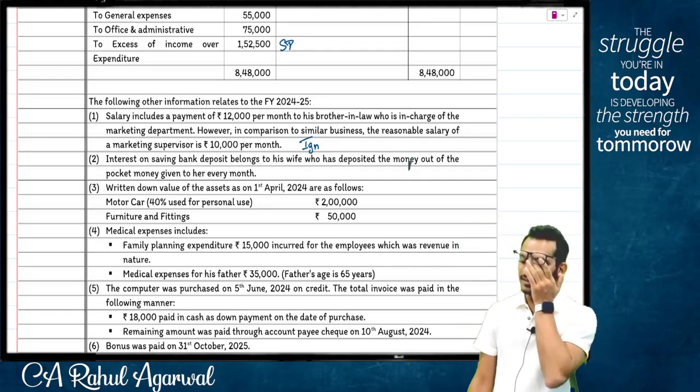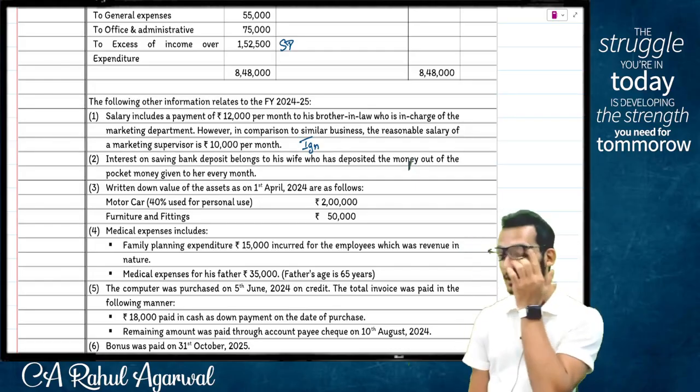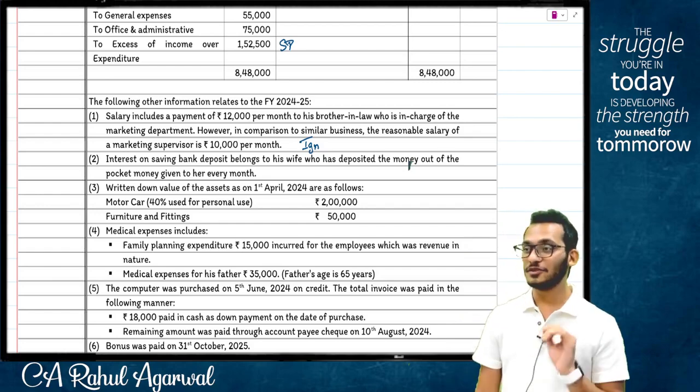This is not a related party. Brother-in-law is not a related party. There can never be unreasonable payments to your spouse side.